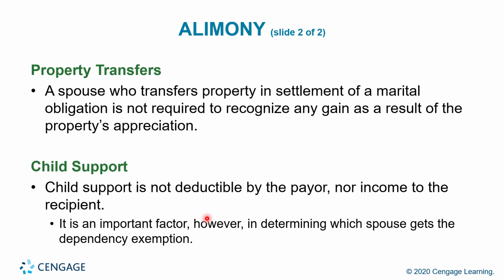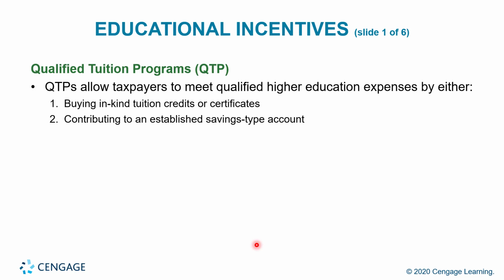Property transfers. A spouse who transfers property in settlement of a marital obligation is not required to recognize any gain as a result of the property's appreciation. Child support. Child support is not deductible by the payer, nor income to the recipient. It is an important factor, though, in determining which spouse gets the dependency exemption. And I think we went over that in the previous chapter 1 about dependency.